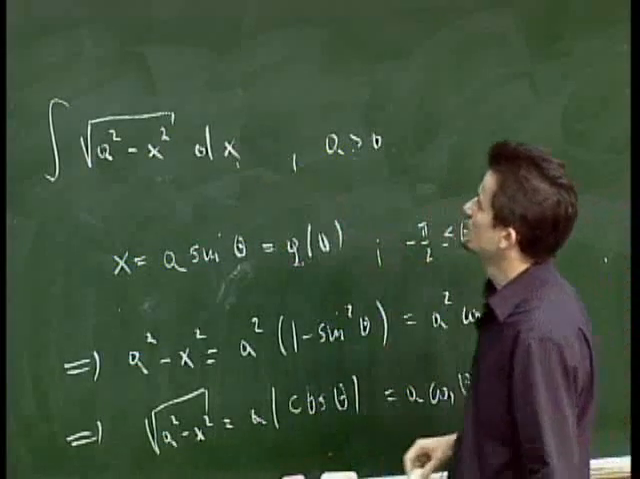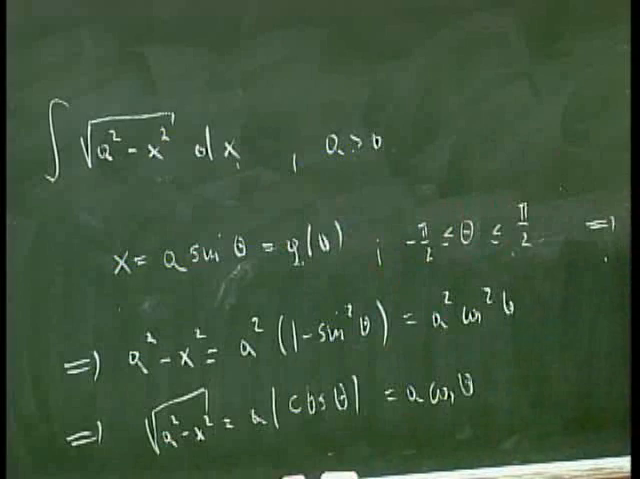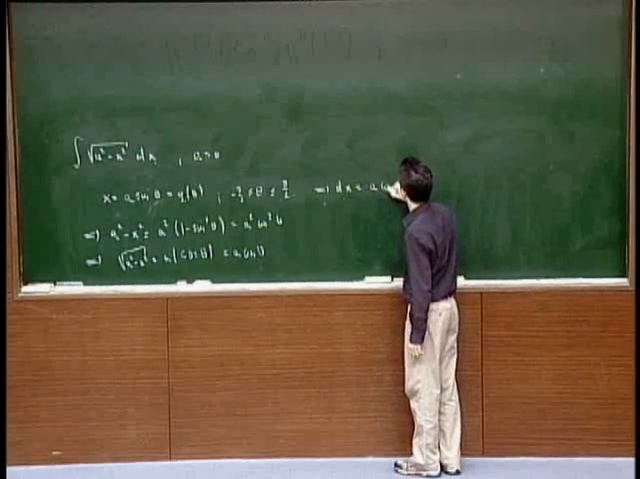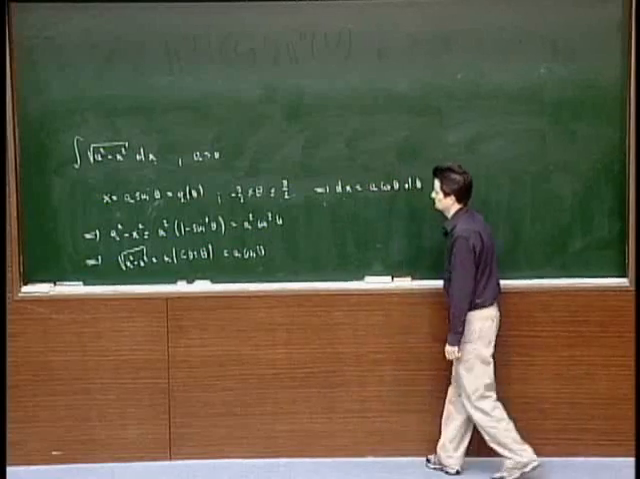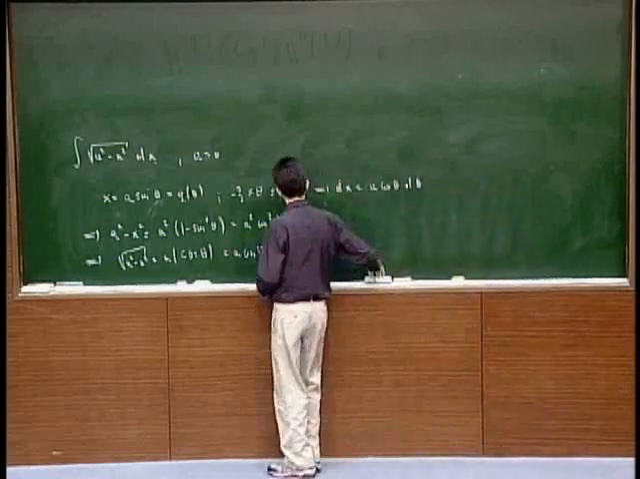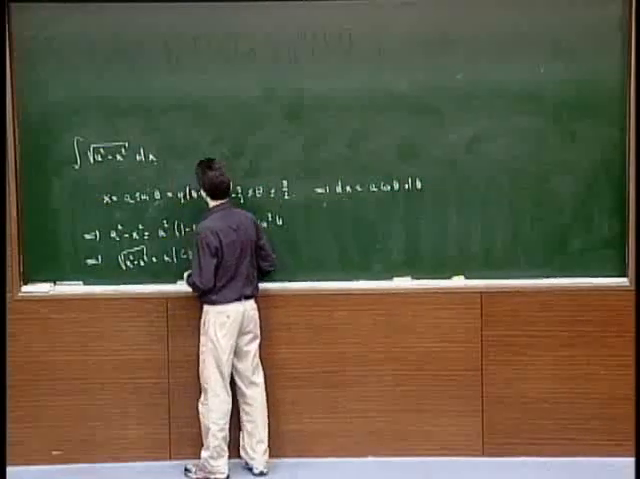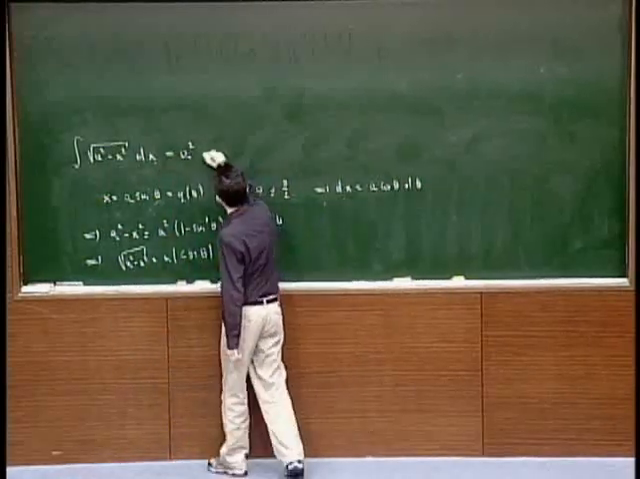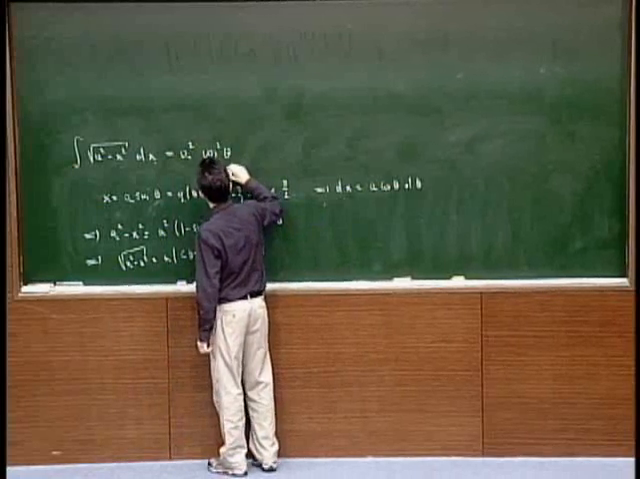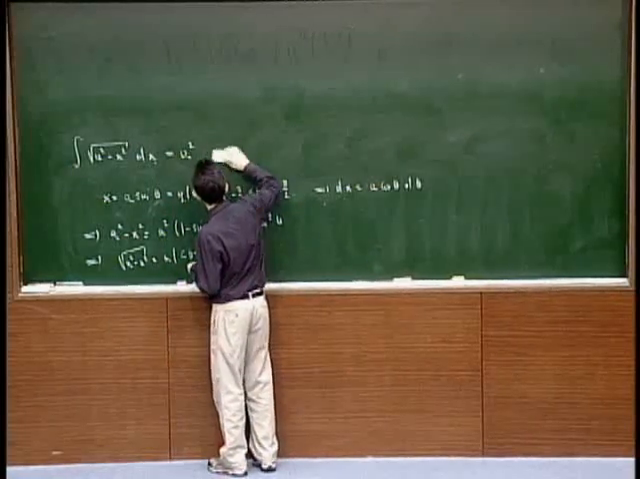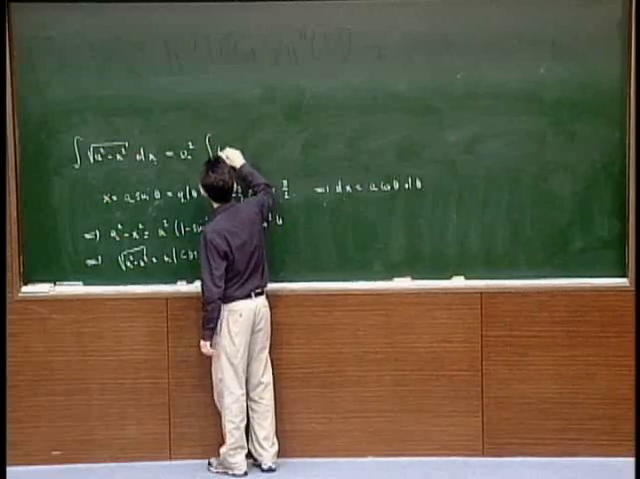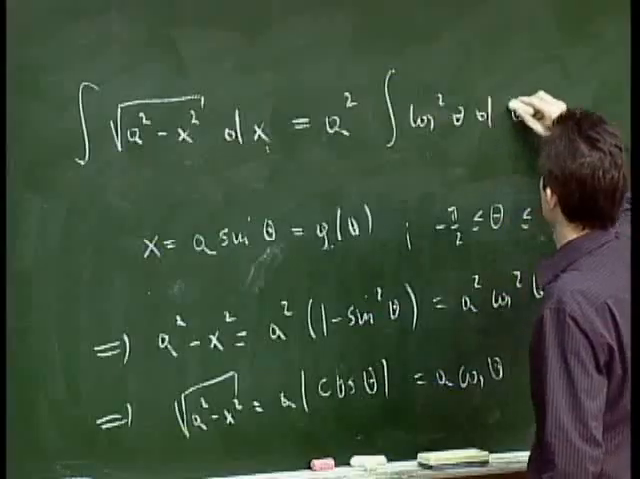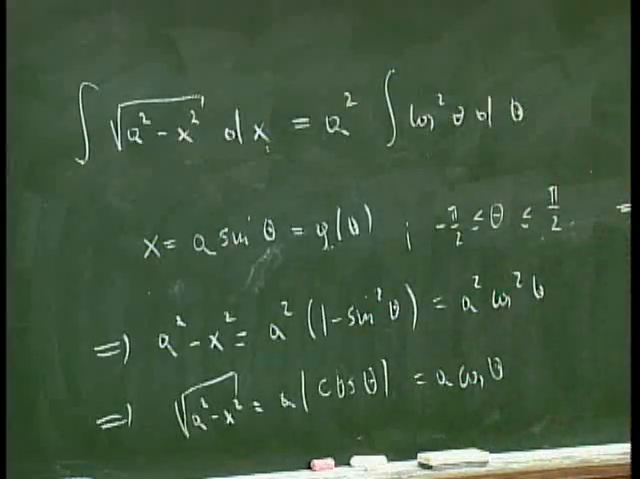And we also have to replace dx by d theta. This is equal to a cosine of theta d theta. So what we get for this integral is this one. And this integral is not complicated because we know how to solve them completely.